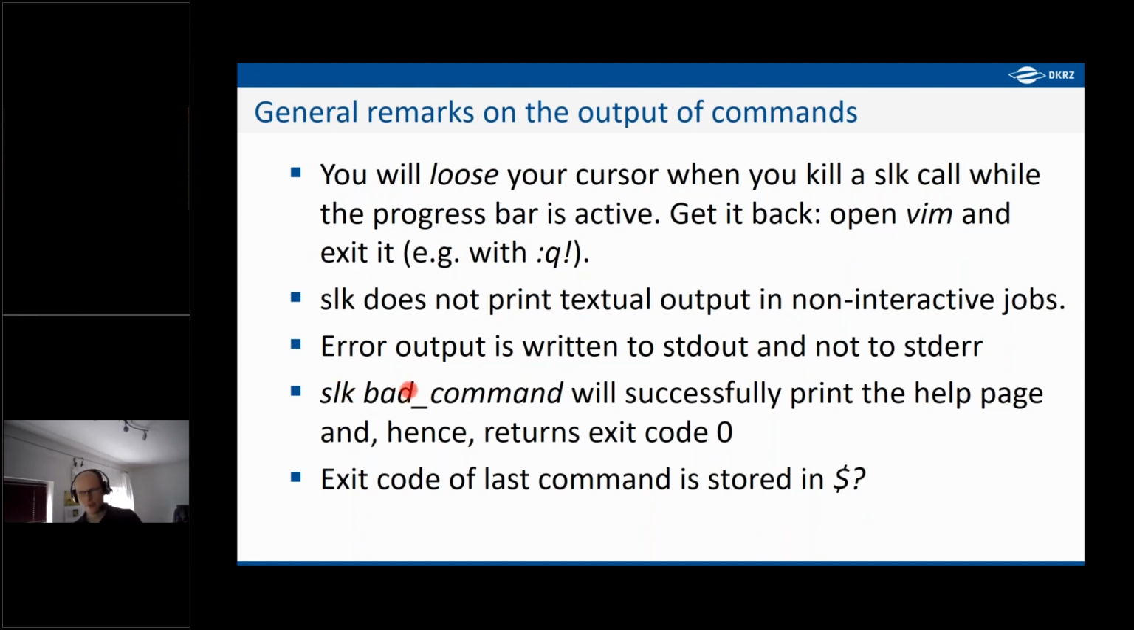If you provide a bad command to slk, like you mix two characters in slk archive, then the help will be printed. And since the help is printed successfully, exit code 0 will be returned. That's by design. We requested to change it, but it's a design decision, and therefore we won't get an exit code 1 there. Therefore, if you do scripting with slk, be careful to check whether the command is really spelled correctly or not. If it's not correctly spelled and you catch the exit code, you will get a 0 anyway. You get the exit code of the last called command by writing $?.